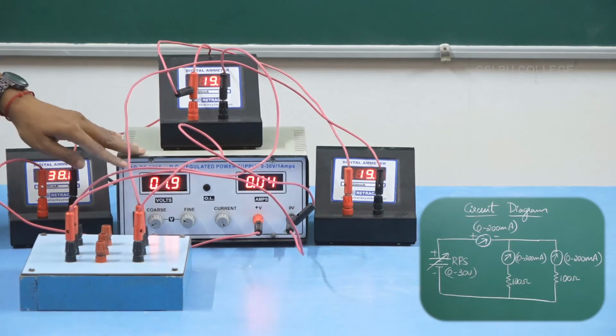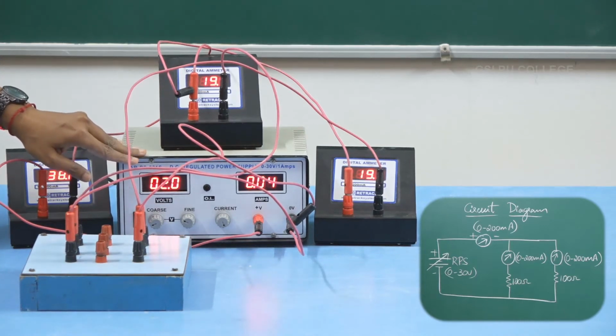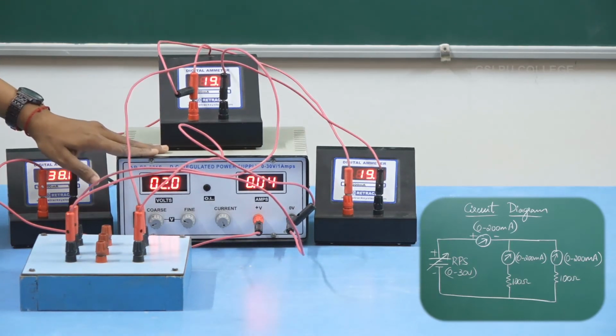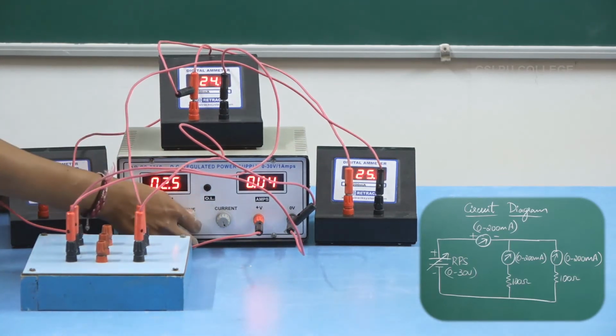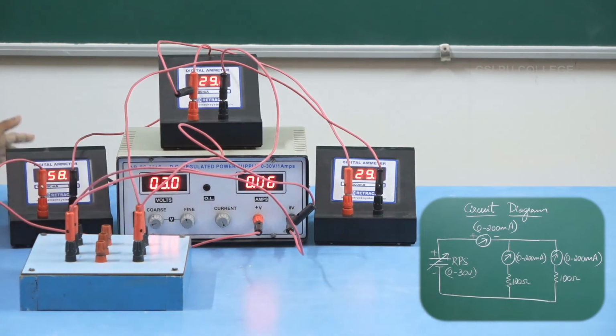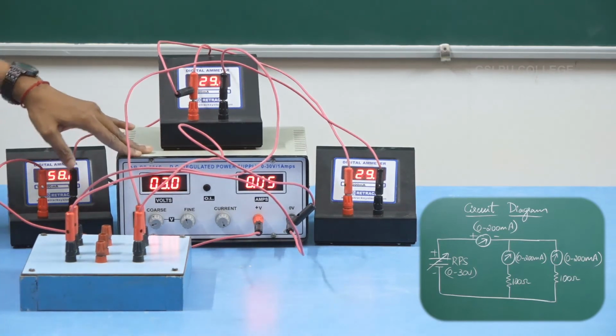Accordingly, vary the RPS voltage in steps of 1, 2, 3, 4 and 5 volts. I have taken 2 trials. We have to take 3 more trials, that is 3 volts. Set the RPS voltage to 3 volts. For the RPS voltage of 3 volts, the I value is 58.1, I1 is 29.2 and I2 is 29.6. Accordingly, I will vary the RPS voltage to 4 volts and 5 volts and take down the readings of I, I1 and I2.